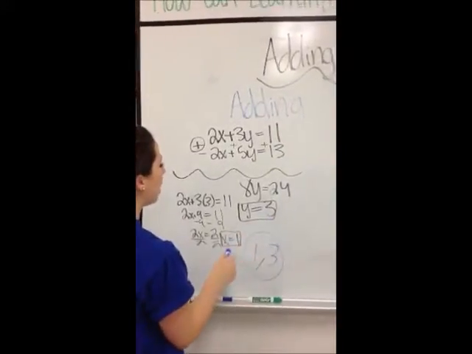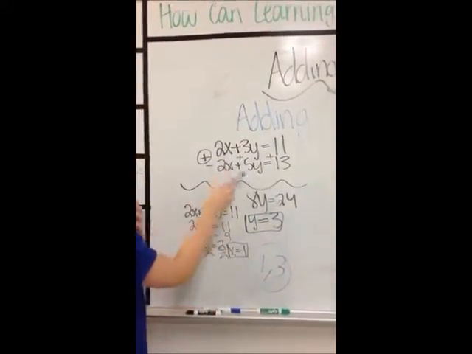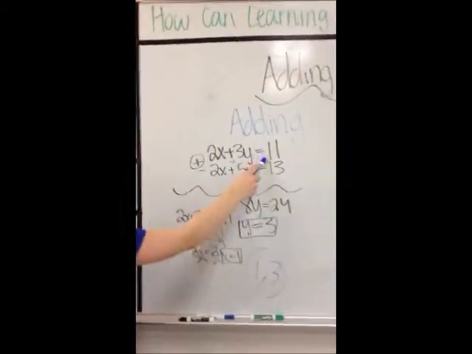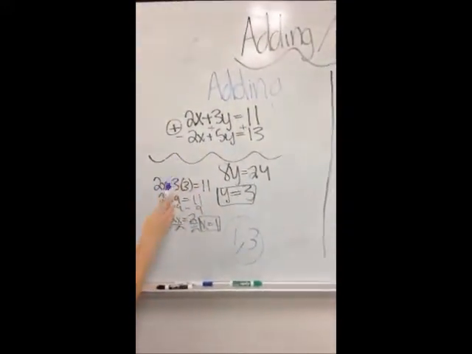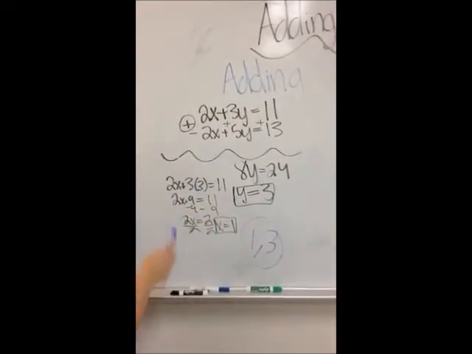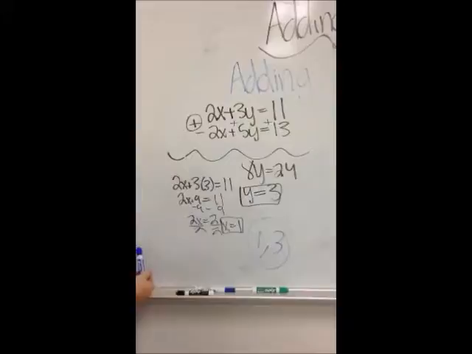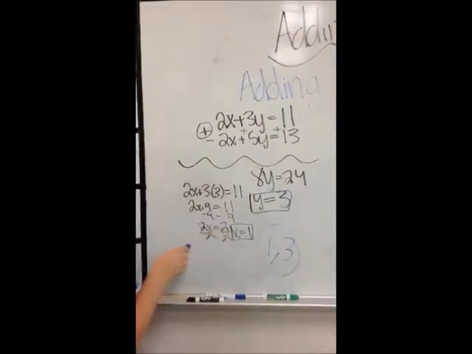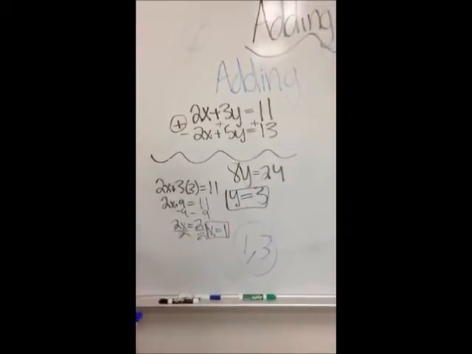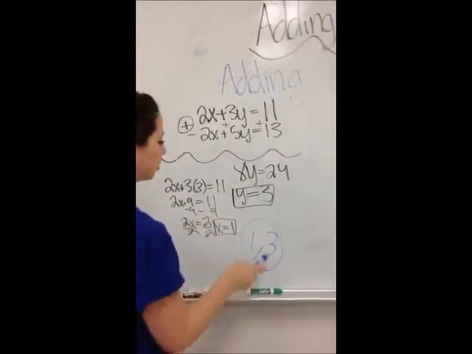To find x, you're going to have to plug in y to either equation. So I chose to plug in 2x plus 3y equals 11. And then it's going to be 2x plus 3 times 3 equals 11. 2x plus 9 equals 11. I'm going to subtract 9 on each side. 2x equals 2, which means x equals 1. So your solution is 1, 3.